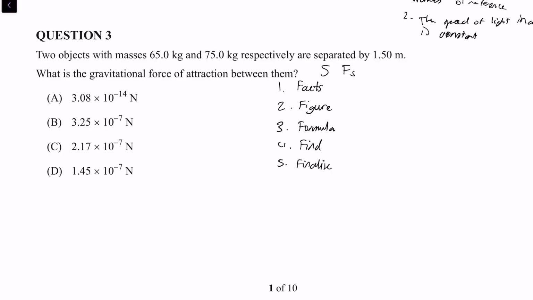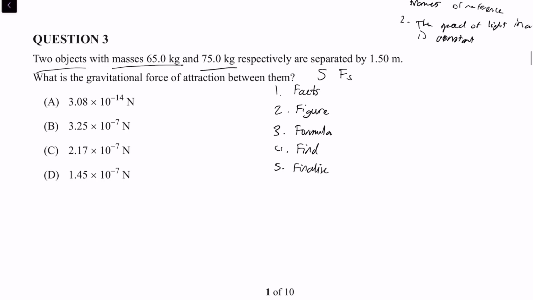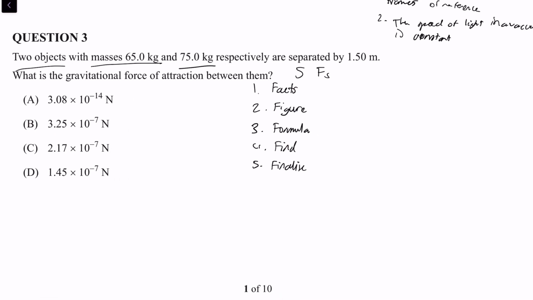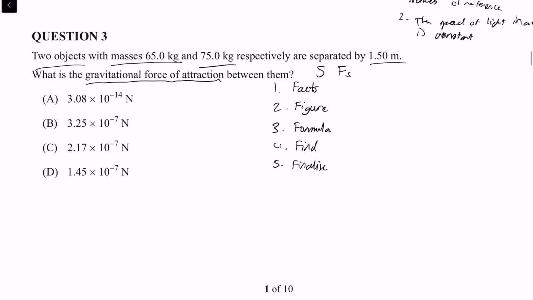So facts. Okay, we have two objects with masses 65 kilograms and 75 kilograms respectively, and are separated by 1.50 meters. What is the gravitational force of attraction between them? Okay, so facts.